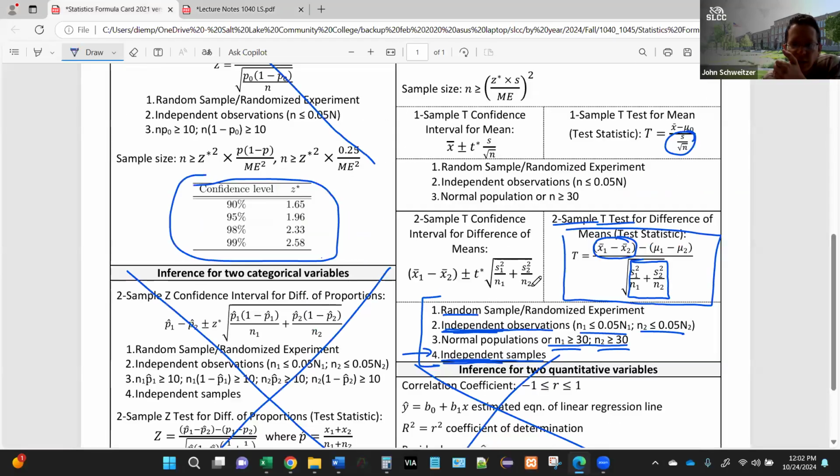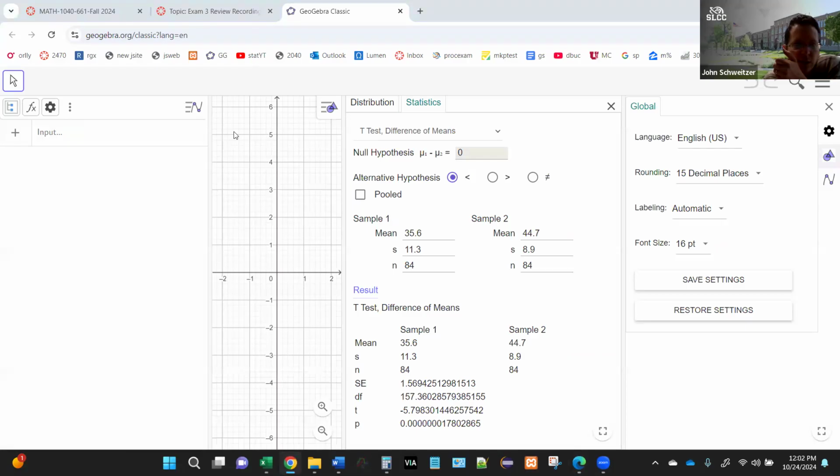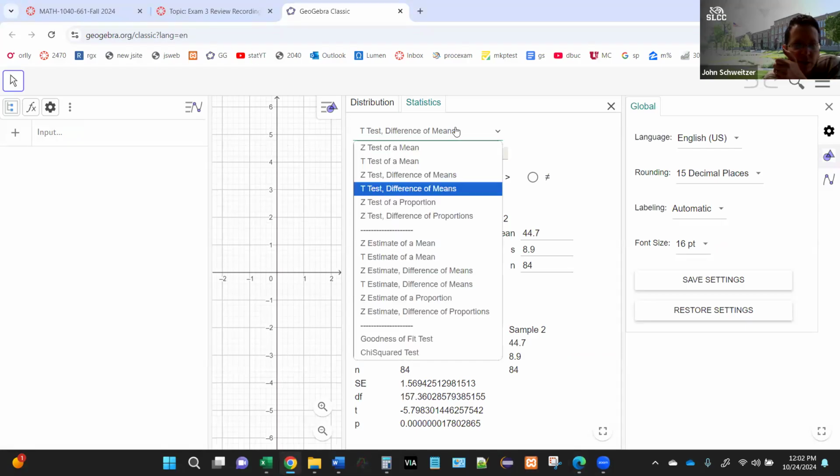The good news is we've already done it. It's the same four conditions, so we don't need to run through that again. We've already checked conditions, and we're basically ready to go. So let's go over to GeoGebra, and we already have all the information in, so this goes really quickly once you do the hypothesis test. It's an estimate, so it's not a test this time. That's what confidence intervals do, they estimate.